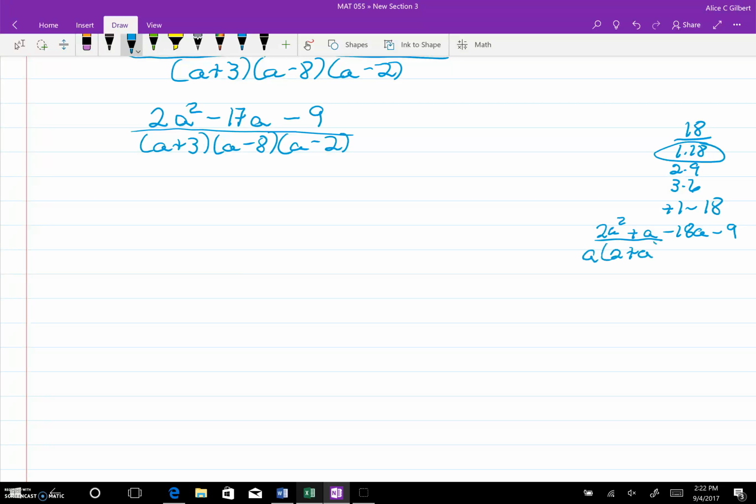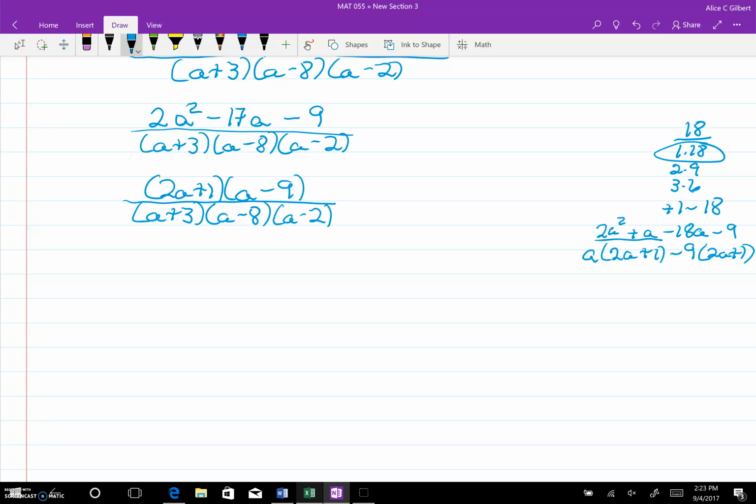I get 2a plus 1. Oh my goodness, must be time for me to go take a nap. And I'm going to factor a negative 9 out. That gives me 2a plus 1. And so now in factored form, my greatest common factor 2a plus 1, and I'm left with a minus 9. This isn't a difference of squares, however, because it's not a squared minus 9. And then a plus 3, this is my denominator, a minus 8, and a minus 2. So nothing I can cross cancel, so you can leave your answer either this way or this way.